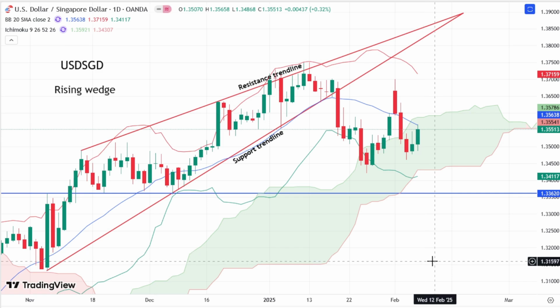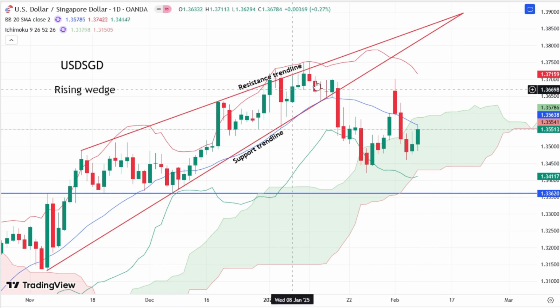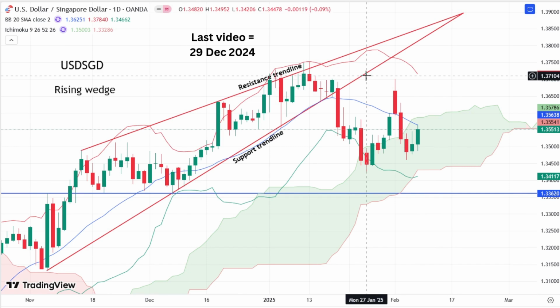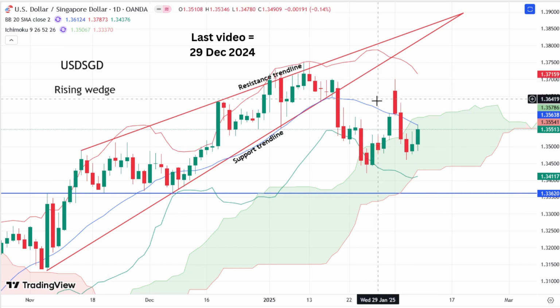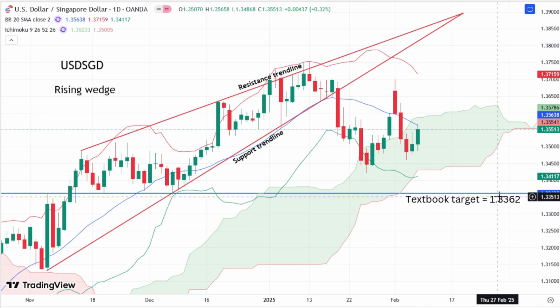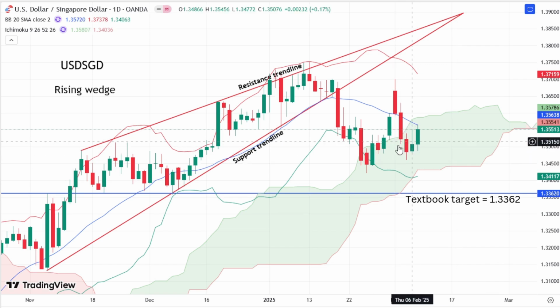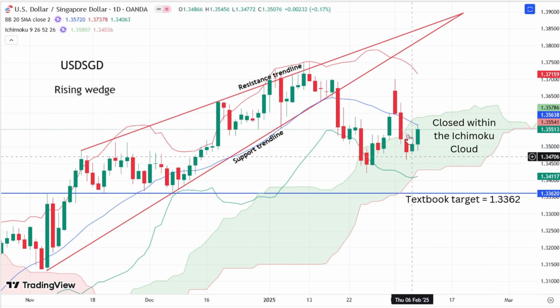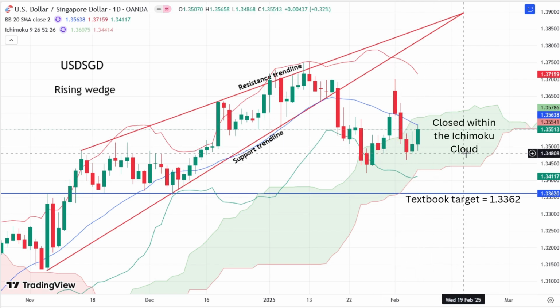Similar to the DXY, I identified a rising wedge in the dollar Sing on the 29th of December. Dollar Sing completed its rising wedge on the 20th of January as well and is now bearish. The textbook target is at 1.3362. Dollar Sing again closed within the cloud, so downside is still preferred.